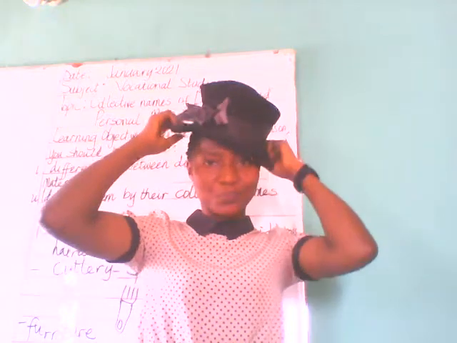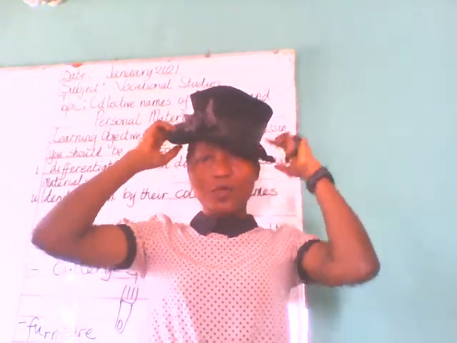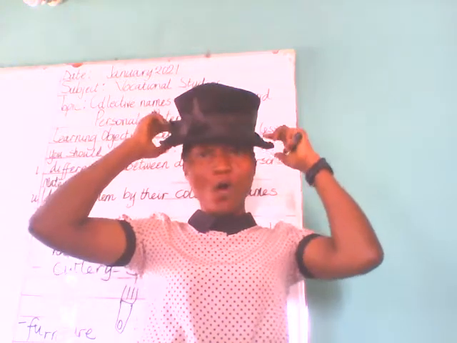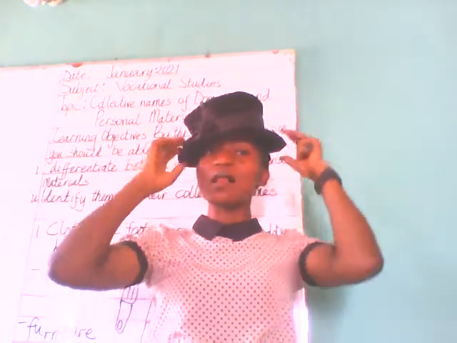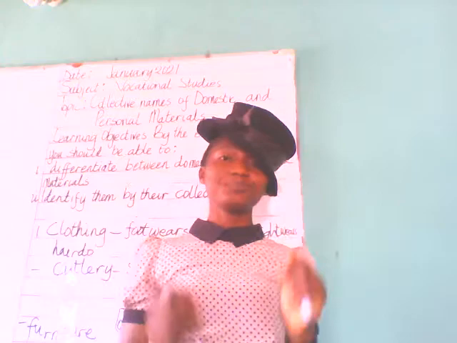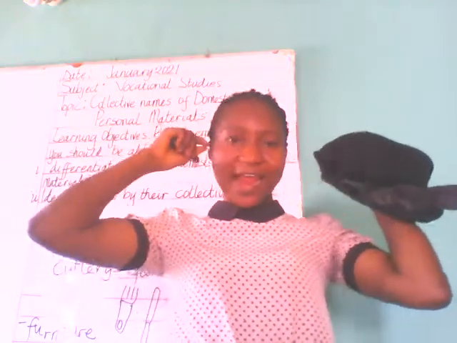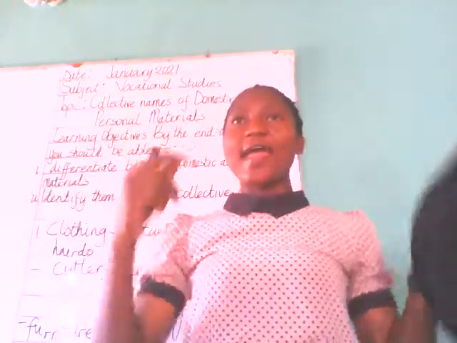This is a hat. We use them when we want to dress, and it adds beauty to our appearance. It adds more beauty to our appearance. This is a hat. Another one is the head tie. The one that you tie around your head.